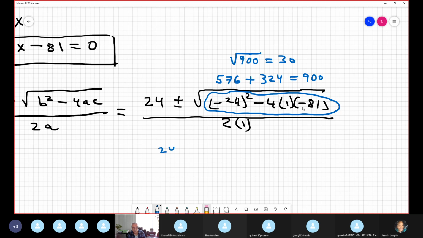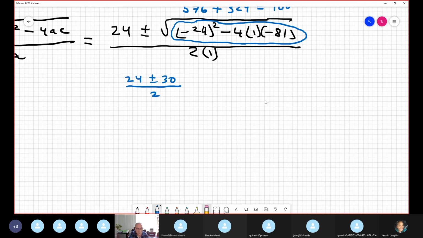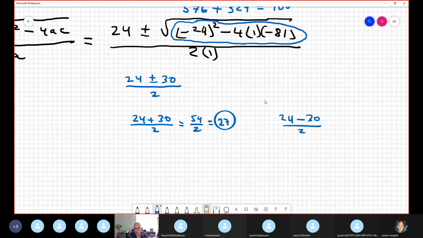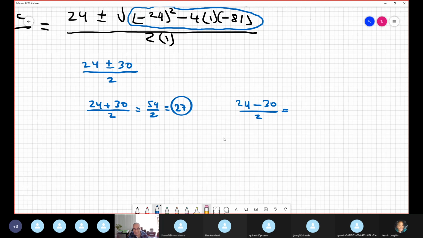Entonces we have so far 24 plus or minus 30 divided by 2. We separate into pieces. The first piece is 24 plus 30 over 2, and 24 minus 30 over 2. Okay. This is 54, and 54 divided by 2 is 27, no? And this is negative 6. And negative 6 divided by 2 is negative 3. Okay. Good. Did I finish? No.